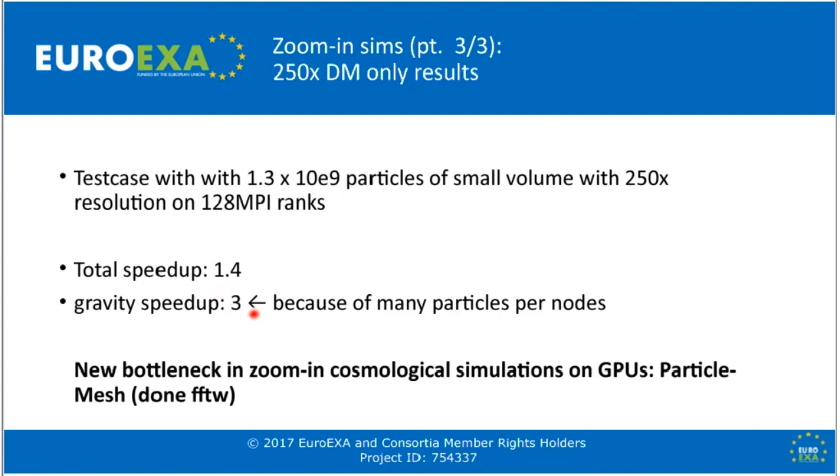But unfortunately, the total speed up is only 1.4, mainly because the particle mesh is now taking most of the time. Particle mesh is done with FFTW combined with MPI. Unluckily, I don't think I can use cuFFT, because it doesn't support the MPI version of FFTW. But I think my next effort may be in the direction of trying to port this particle mesh approach to the GPUs.